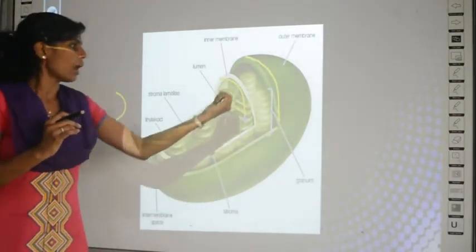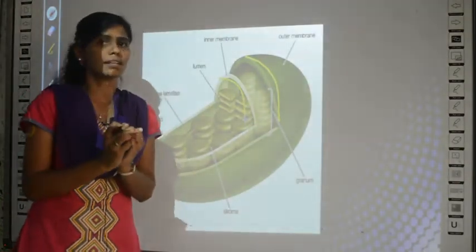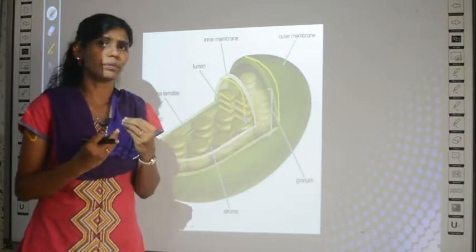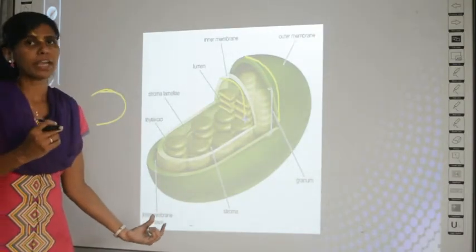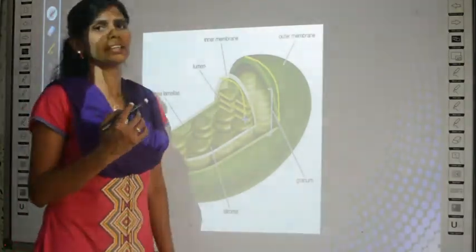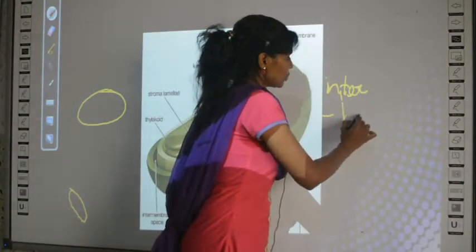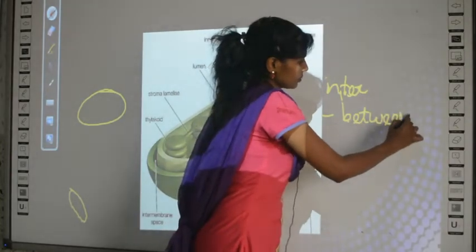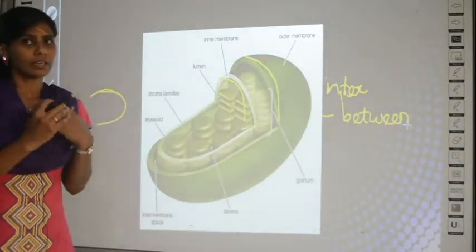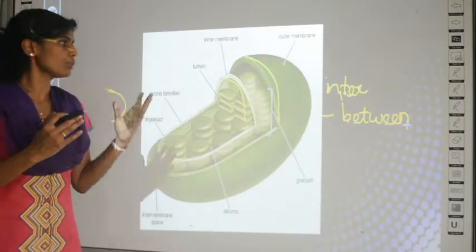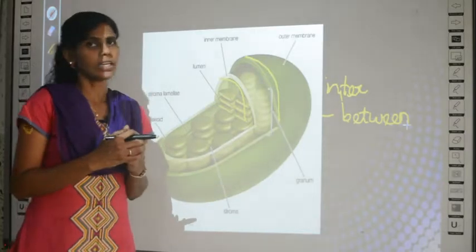In between the outer membrane and the inner membrane there are some spaces. There is a gap between the outer and the inner membrane, and that space or gap is called intermembrane space. Always the word inter means between. Clear? So inter means between. So between outer and inner membrane, the space is called intermembrane space. So now you know there is outer membrane, inner membrane, and between these two you have intermembrane space.